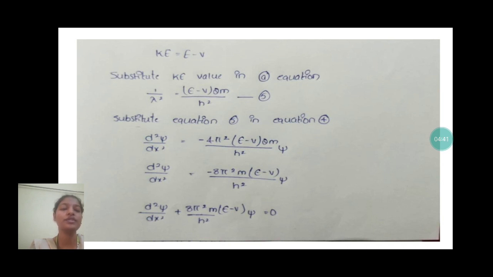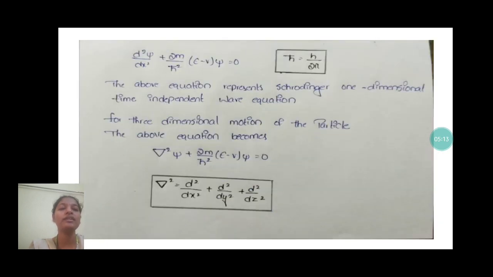Substitute equation 5 in equation 4. d squared psi by dx square equals minus 4 pi square into E minus V into 2m by h square psi. So d squared psi by dx square equals minus 8 pi square m into E minus V psi by h square. It can be written as d squared psi by dx square plus 8 pi square m into E minus V psi by h square equals 0, and we know that h cut equals h by 2 pi. Then the equation can be written as d squared psi by dx square plus 2m by h cut square into E minus V psi equals 0. The above equation represents the Schrodinger one-dimensional time-independent wave equation.